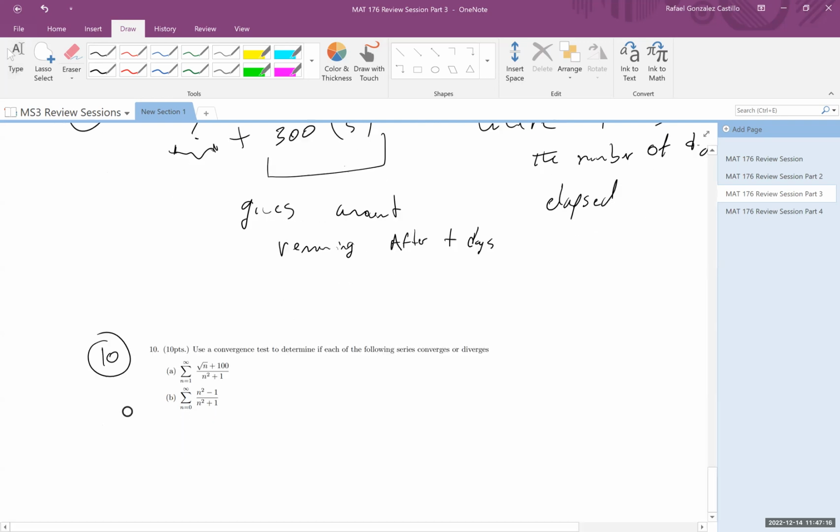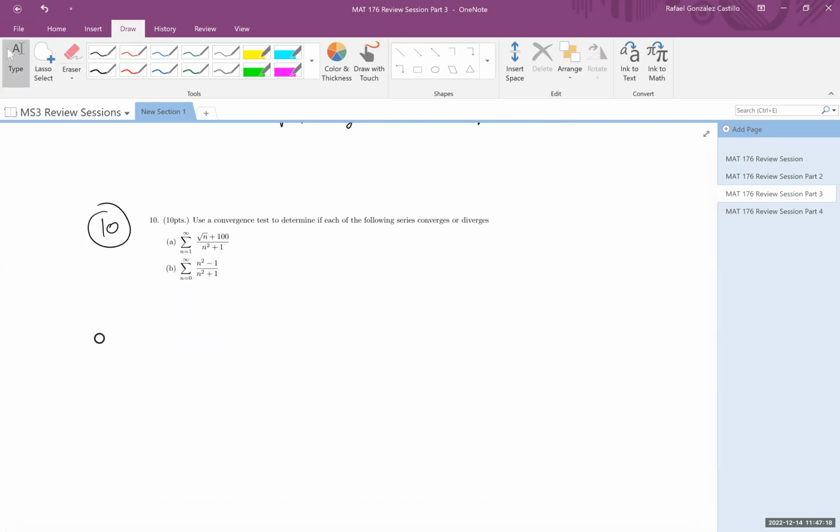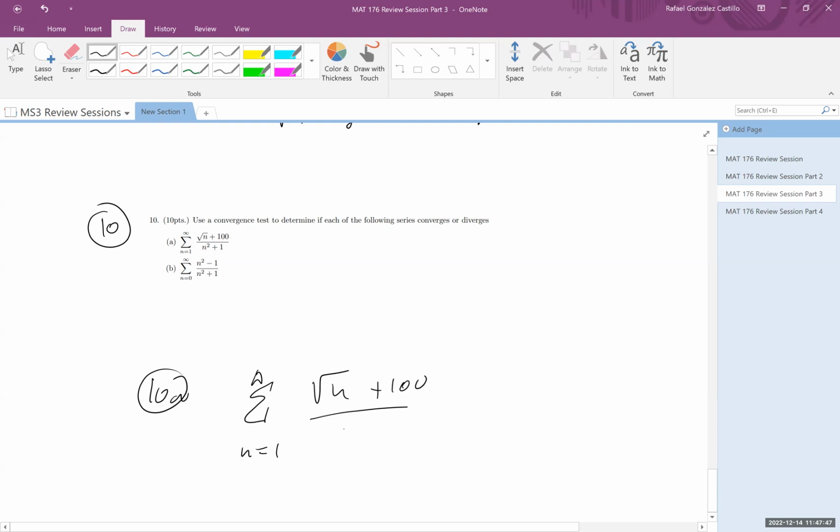It's okay. I'll come back to it. Let's go on to number 10 because I don't want us to run out of time and then not finish every other problem. So number 10, it says to use the convergence test to determine if each of the following series converges or diverges. For A, we have the series from n equals 1 to infinity of radical n plus 100 divided by n squared plus 1.